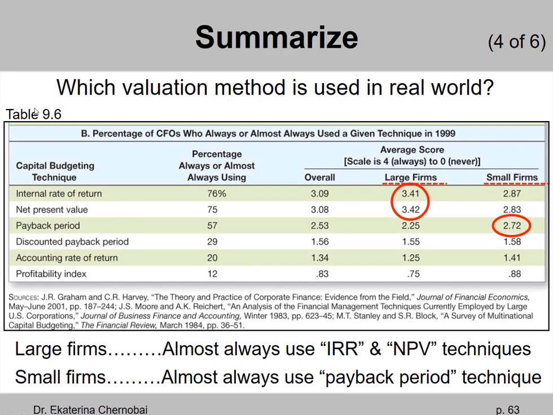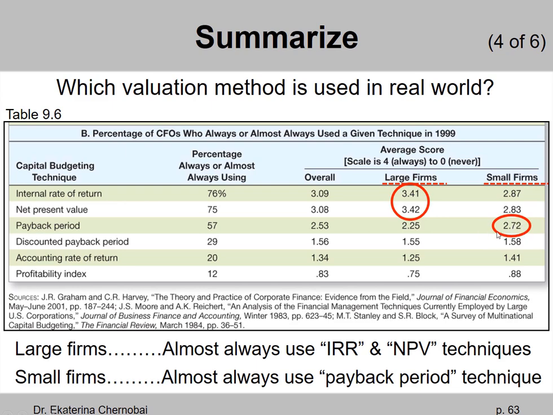Then in real life, which valuation method is used in the real world? A survey in 1999 of different companies showed that large firms prefer using the IRR or the net present value approaches. Small firms like using the payback period, and that probably makes sense because for small firms, they don't deal with large amounts of money.